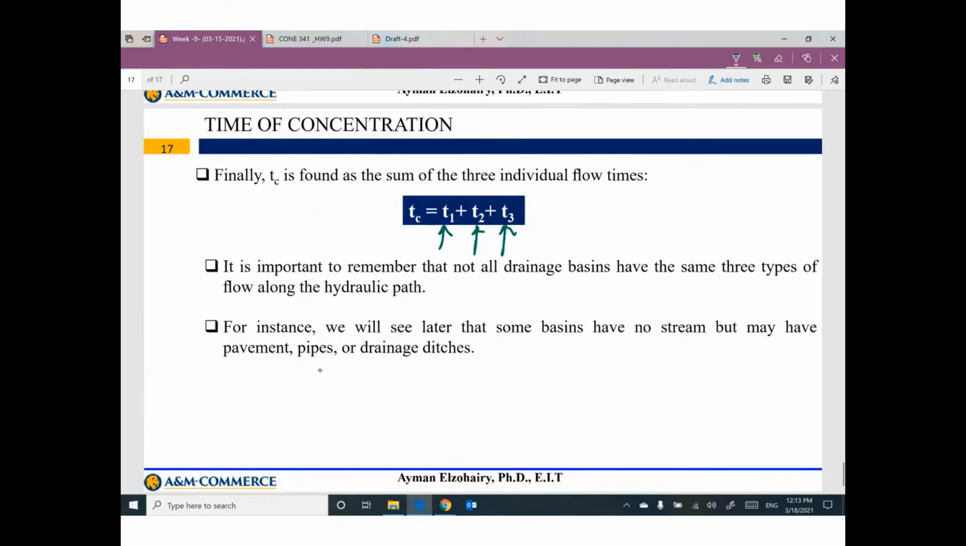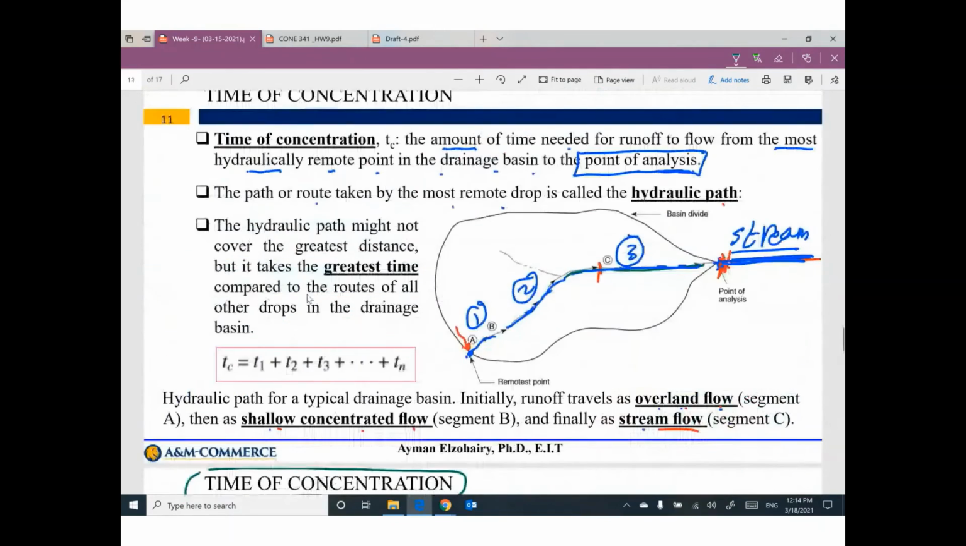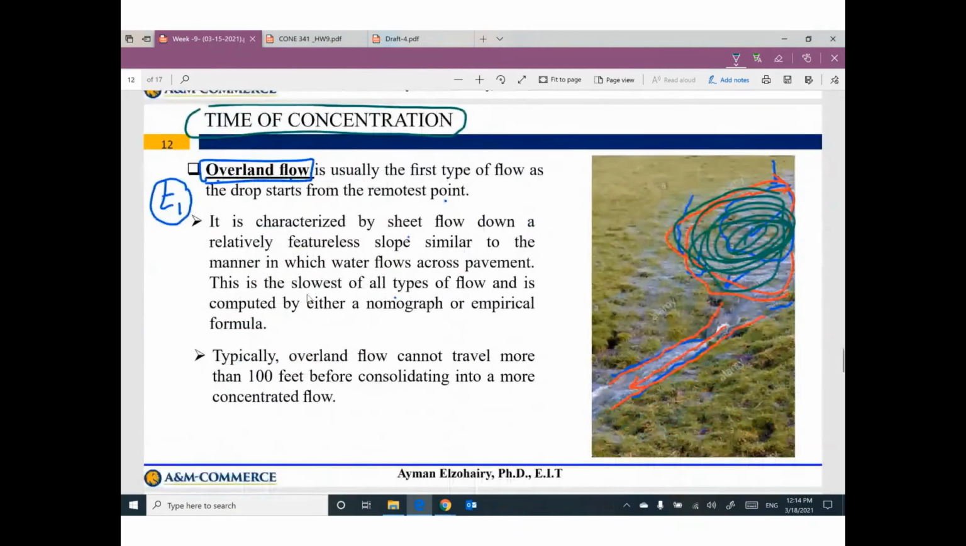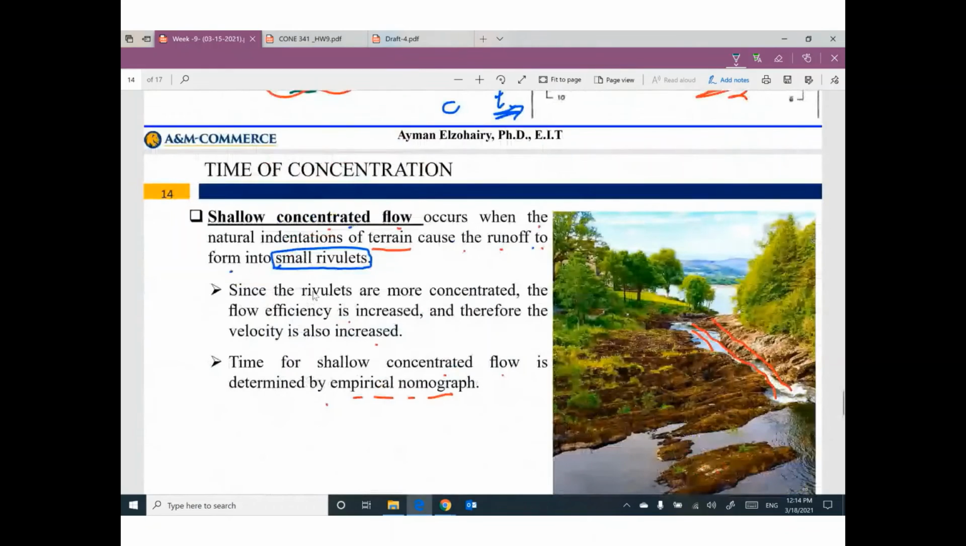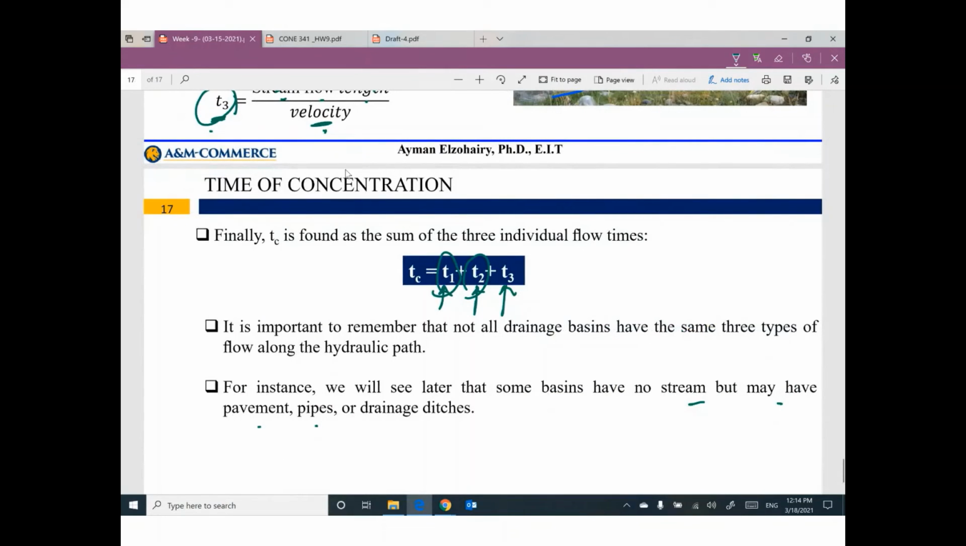It's very important to remember that not all drainage basins have the same three types of flow. Sometimes we have T1 and T2 only. Sometimes we have T1 and T3 probably. It depends on the ground surface. Later we will see some basins have no stream but may have pavement, pipes, or drainage ditches. So right now in this meeting, we can understand the meaning of time of concentration. It means we have three types probably: overland flow, shallow concentrated flow, stream flow. Each type of flow has a time. If you add all of these times together, we can figure out the time of concentration Tc.